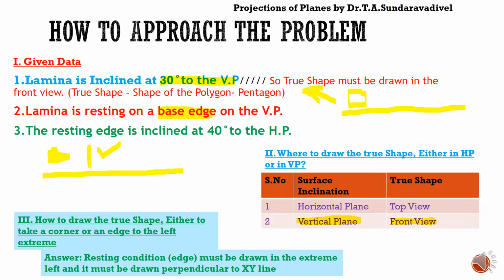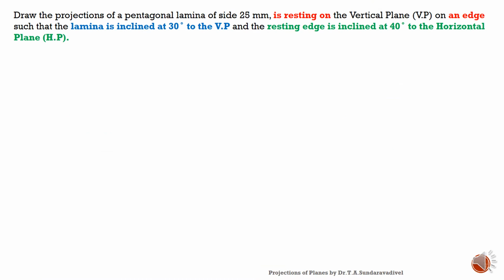When the lamina is resting on a corner, then we have to draw it like this. We have to take a corner. So for this problem, we have to go like this. These are the two understandings we have to make from this. In this manner we have to approach the problem. For any problem, this one will work out. Okay, so we will start.